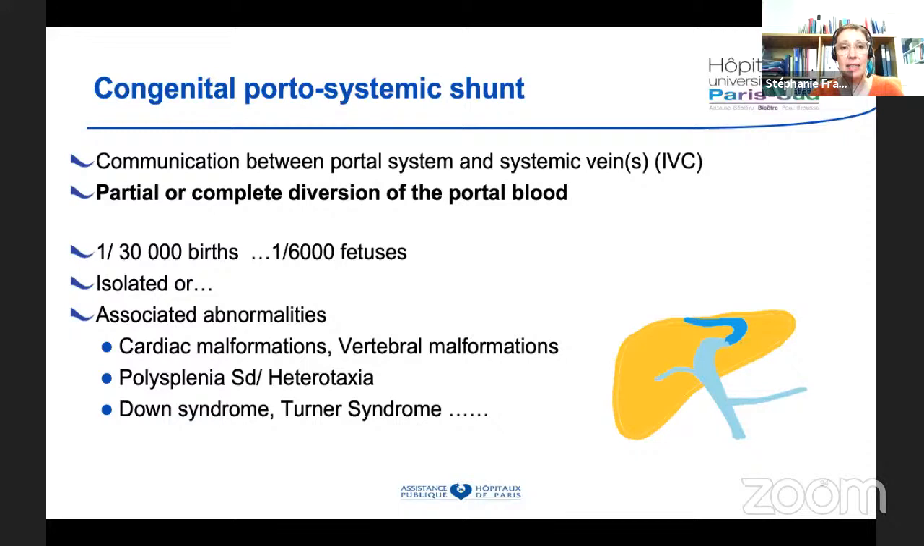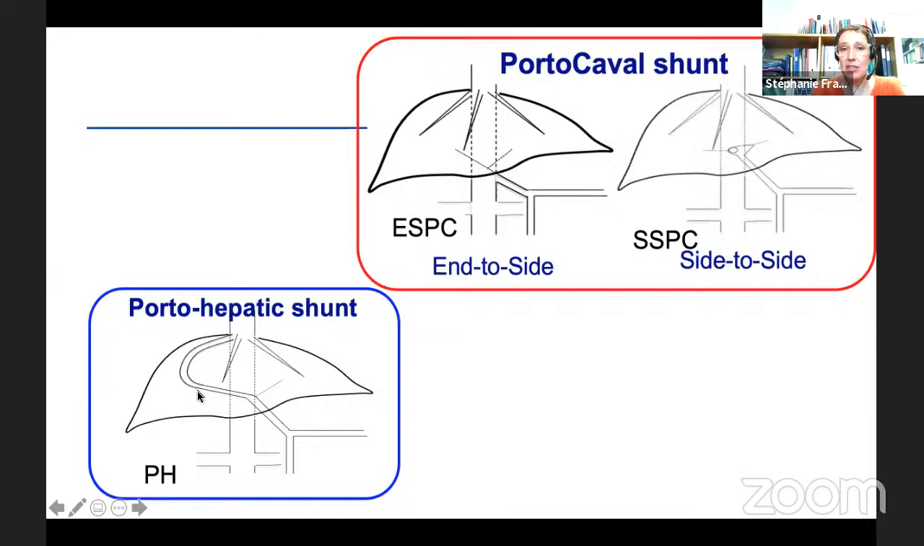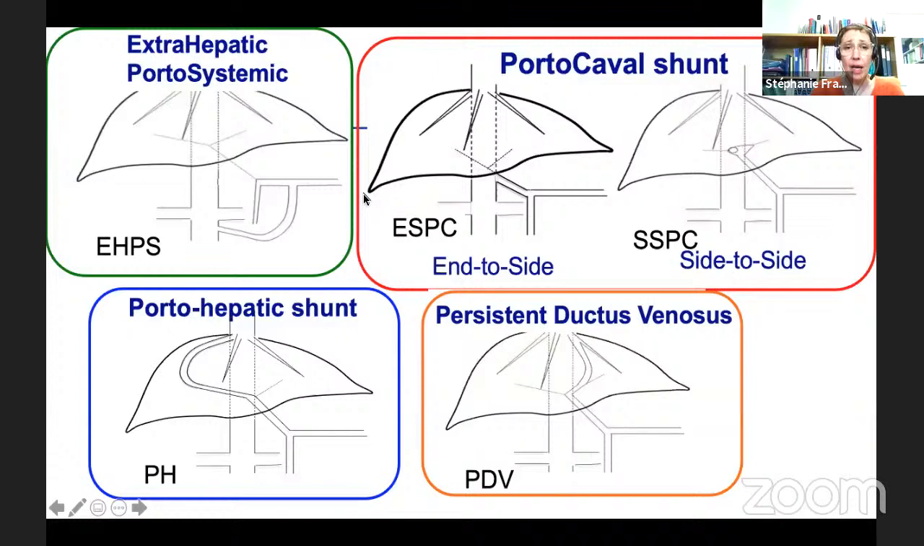It can be isolated or associated with other abnormalities, especially cardiac malformation or the polysplenia syndrome. There are different anatomical types: portohepatic shunt with connection between portal and hepatic veins; portocaval shunt with connection between the main portal vein and the IVC; persistent ductus venosus, abnormally large, that doesn't close after birth; and any communication between an afferent vein of the portal system and an afferent vein of the IVC. So it can be splenic vein, iliac vein, mesenteric vein, renal vein, those communicating one with the other.